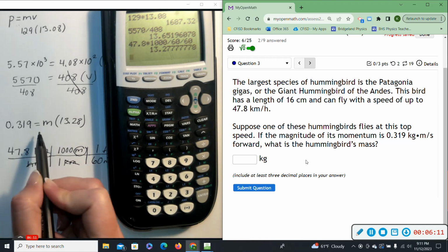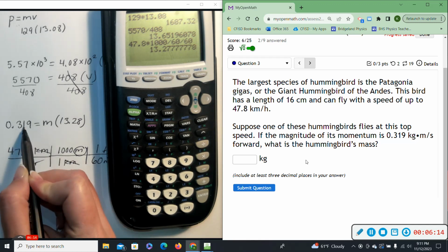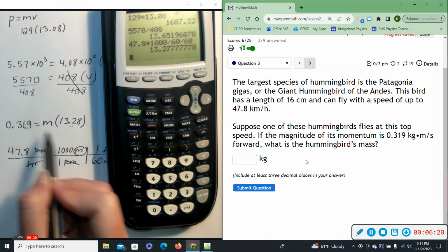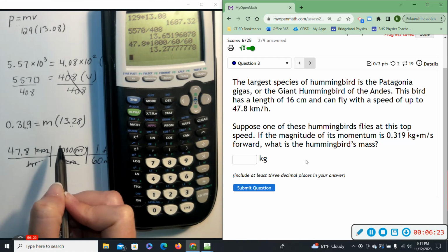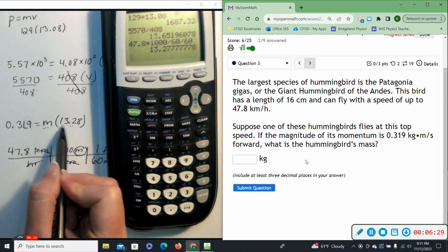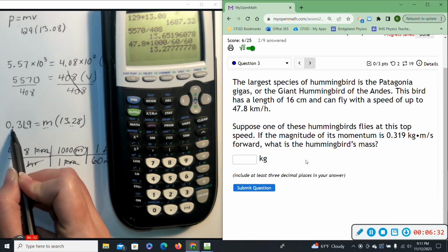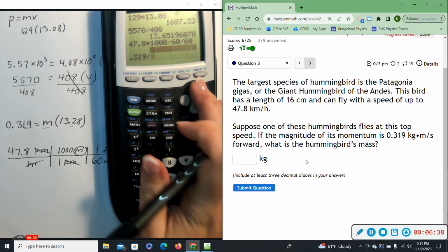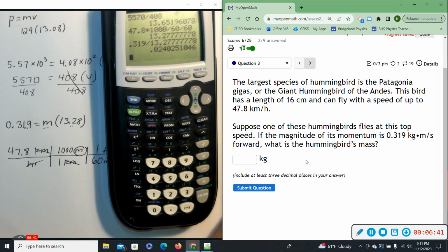So now that I have the correct units and I can plug them in, because again, look at this value in the question, kilogram meters per second. This is also meters per second. So whenever we actually go to solve, those meters per second will cancel, leaving us with just kilograms, which is what we want for our mass. To solve for this, we need to divide both sides by this value. So we're going to type 0.319 divided by our answer. And that's going to give us a rather small number, which is why the directions at the bottom tell us to include at least 3 decimal places, which is a different rule than normal when we're using MyOpenMath. Okay, so 0.024 is 3 decimal places.